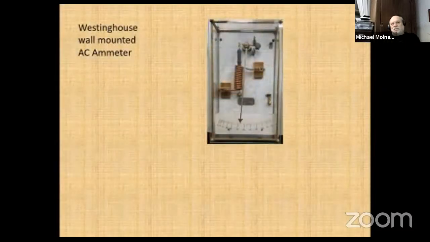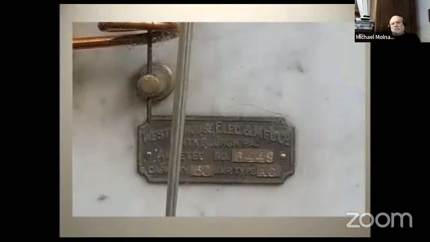This is a Westinghouse AC ammeter. Its components are mounted to a heavy rectangle of marble, and the components are also shielded from any air currents by the glass case. This meter likely dates from the late 1890s. Westinghouse had won the Battle of the Currents, and the number of AC installations was on the rise.